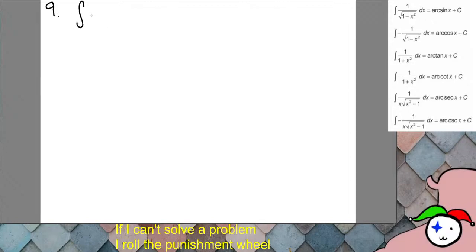Alright, 9. We have integral of x to the power of 5 times the square root of 2 minus x cube dx. Ooh, I can't write 3 properly on this apparently.